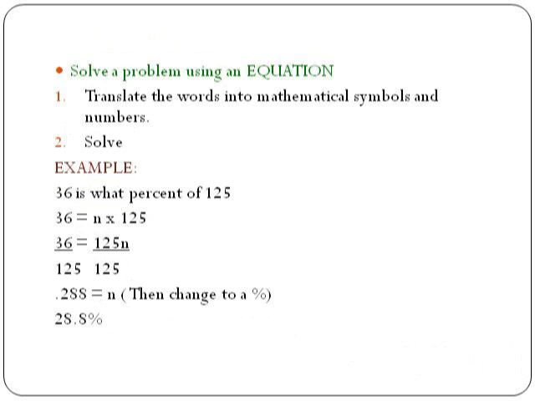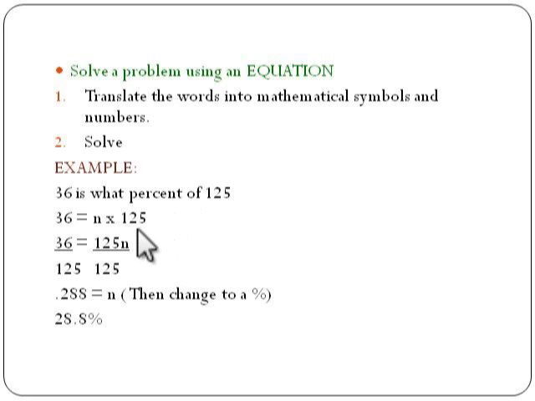Now, when we're using equations, we're really translating, using English words to translate into mathematical symbols and numbers. And then we solve it. So we're doing the exact same problem as before. 36 is what percent of 125? So 36 is a number. It translates into that same number. The word is would be equivalent to an equal sign. What percent? That's going to be our unknown. Of means multiply.